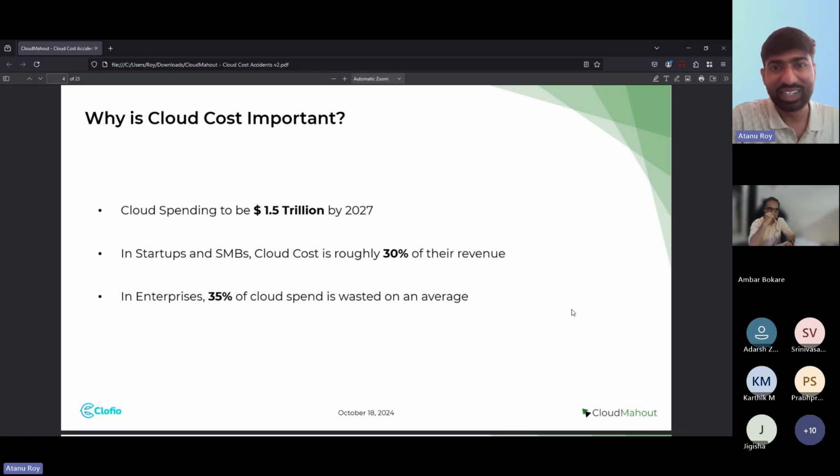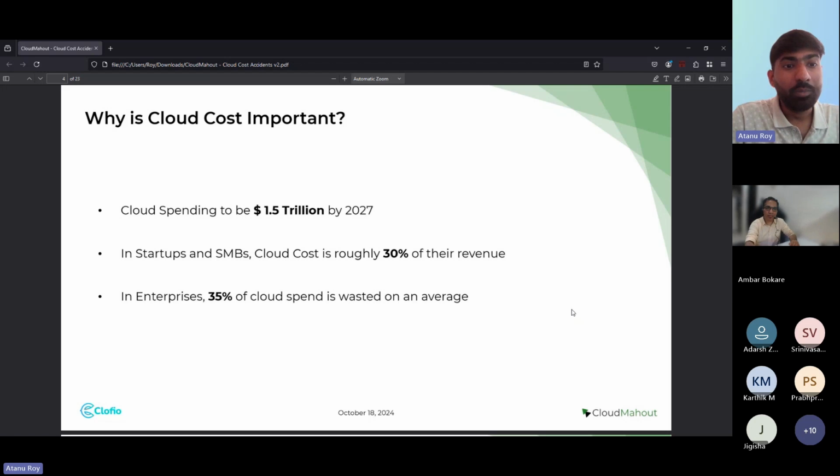First, why cloud cost, right? Why it is a super important topic. A few stats. By 2027, cloud spend is going to reach $1.5 trillion across the globe, right? Today it is approximately $800 billion across public cloud and private cloud. By 2027, it's going to reach 1.5 trillion. Just to give you context, by 2027, India's economy is most possibly going to be $5 trillion. So nearly 30% of India's economy is going into just cloud spend, right?